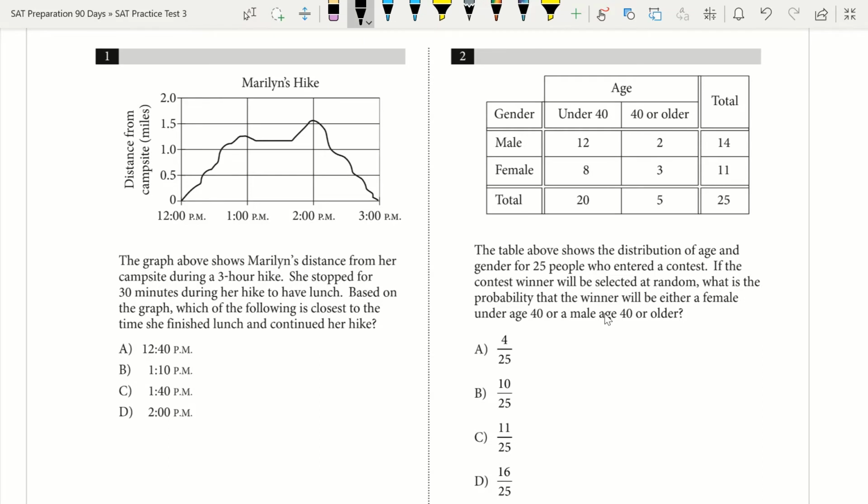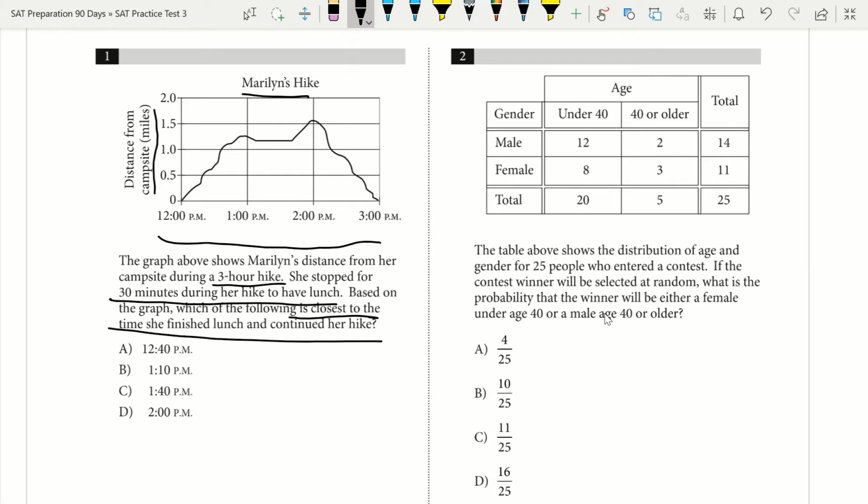Okay, question 1. So we've got a graph. We want to pay attention to our axes. We see our axes are distance from campsite in miles, and then we have time on our x-axis. Title is Marilyn's hike. So now we go ahead and get into our question. The graph above shows Marilyn's distance from her campsite during a 3-hour hike. Once again, underlining times. She stopped for 30 minutes during her hike to have lunch. Based on the graph, which of the following is closest to the time she finished lunch and continued her hike? We want to pay attention to the verbs in this, which are finished and continued her hike.